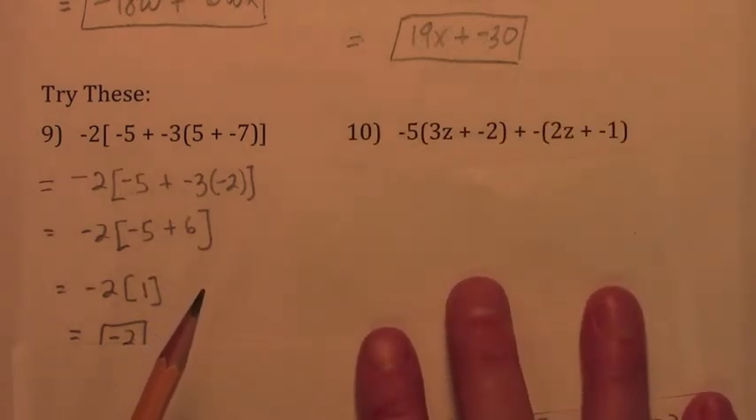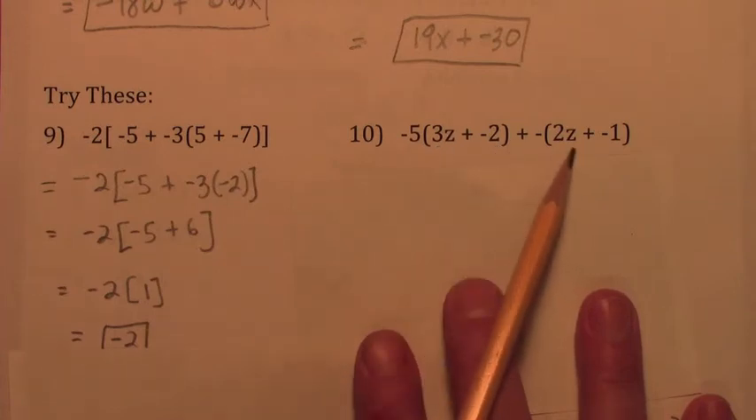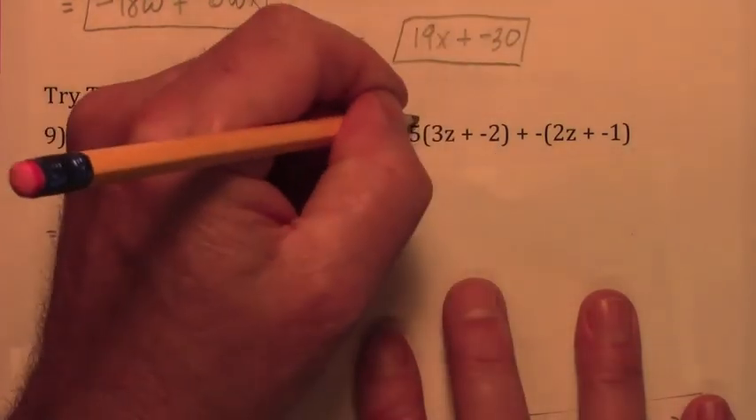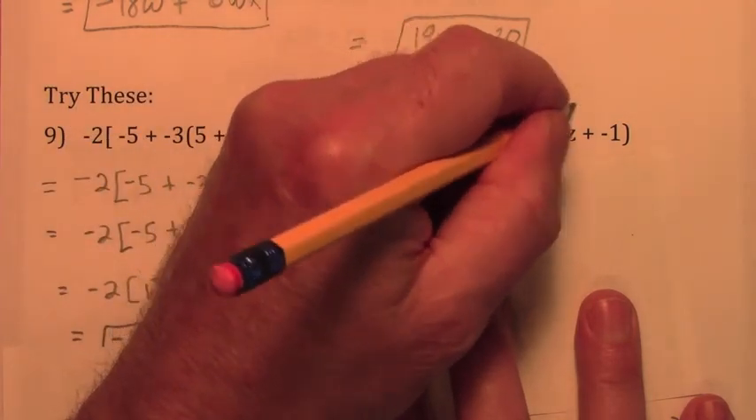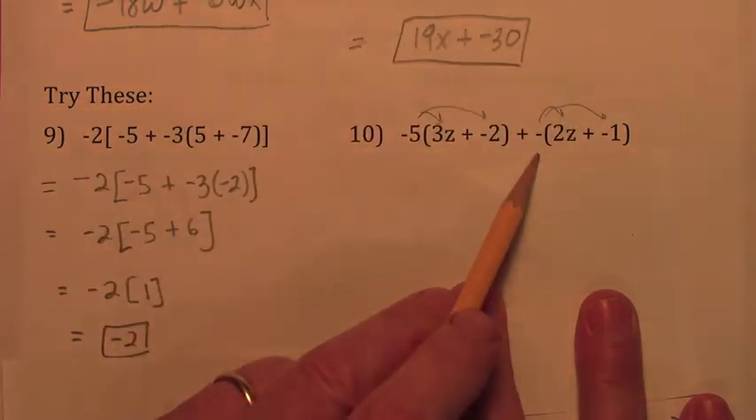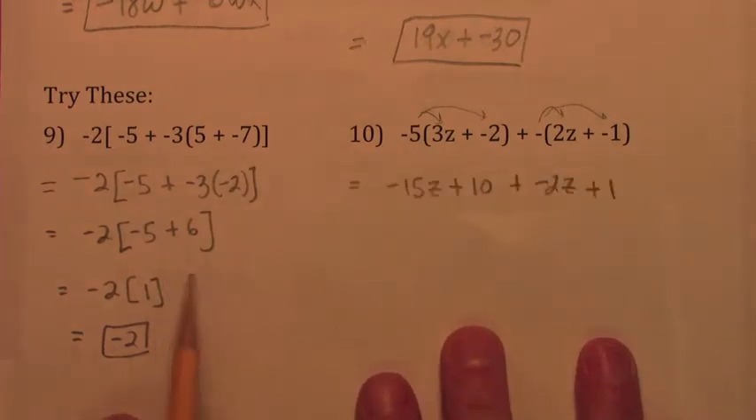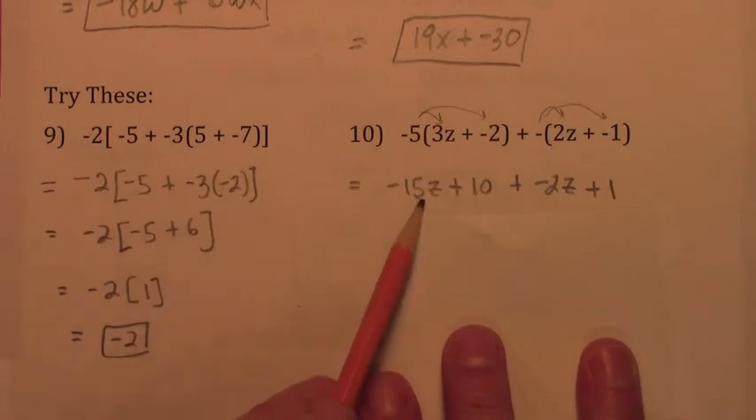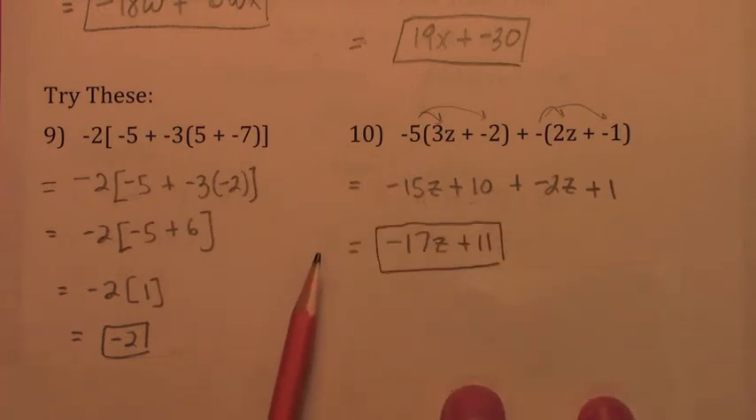This one, if you want to simplify this, you do need to use the distributive law because these are not like terms, either of these. So the negative 5 has to multiply each of these two. And the negative 1, remember this is a negative 1 here, has to multiply each of these. Now remember, when you use the distributive law, you dump the parentheses. There should be no more parentheses left here. You get negative 15z plus 10 plus negative 2z plus 1. Add like terms, you get negative 17z plus 11.